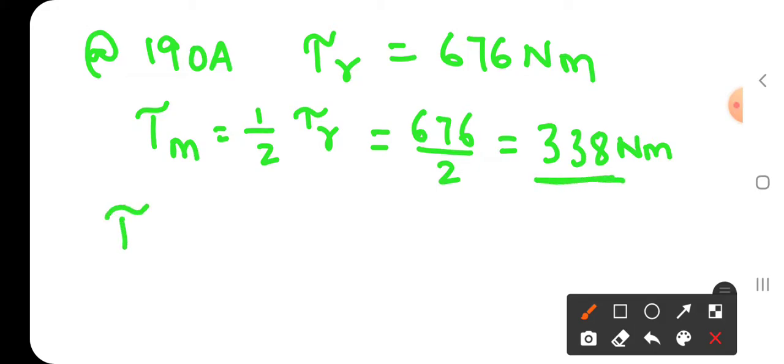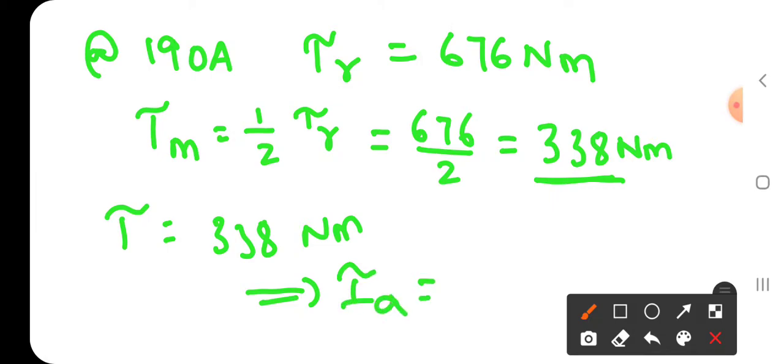So when torque is equal to 338 Newton meters, then what is the armature current? I think you will get approximately 120 amps, because from the table only we can say the approximate value is 120 amps. Okay, so now at this 120 amps, find out the back EMF.